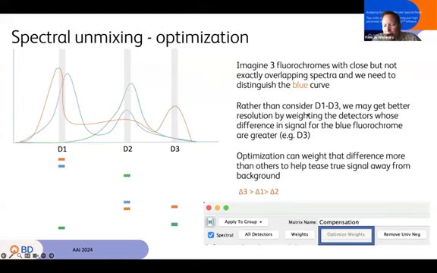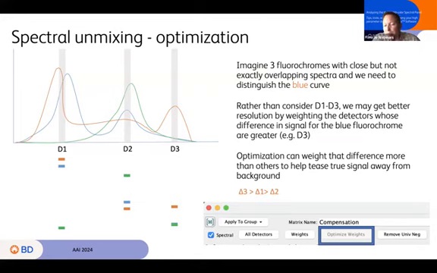Okay, I will briefly mention that there's this optimize weights button within FlowJo that you can click. The gist of this is that not all detectors are going to see equally differentiable signals. So if you're trying to tell the difference between, say, orange and blue, well, they look awfully similar in detector one, but very different in detector three. And this is true for all the colors, all the detectors, et cetera. So we could weight detectors to value their signal more or less. And that's what the optimize weights button does in FlowJo.